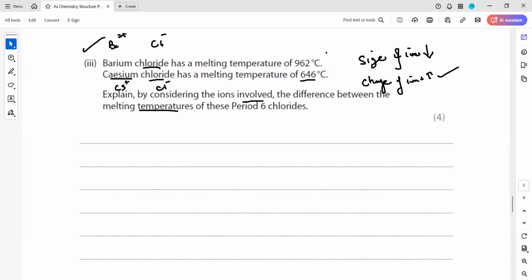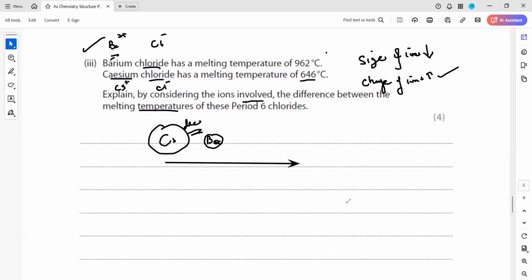We talked about charge. What about the size? If you remember, as we move across the period, what will happen to the size? The size decreases. Like we have cesium and then we have barium. So what will happen to the size? The size will decrease. So barium will have a smaller size, cesium will have a larger size. So barium has a smaller size and a larger charge. So how do you score 4 marks? One thing you will mention: barium has a smaller size than cesium. Second point, you will mention barium has a greater charge than cesium.